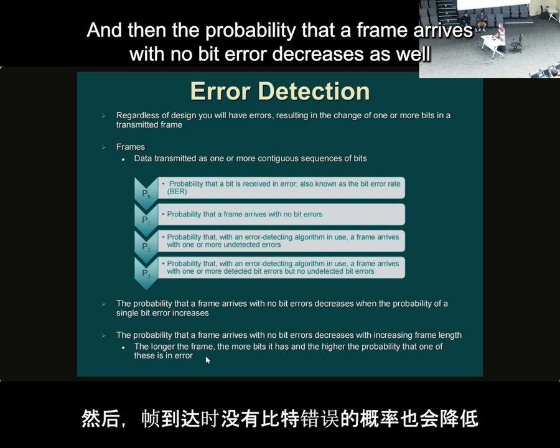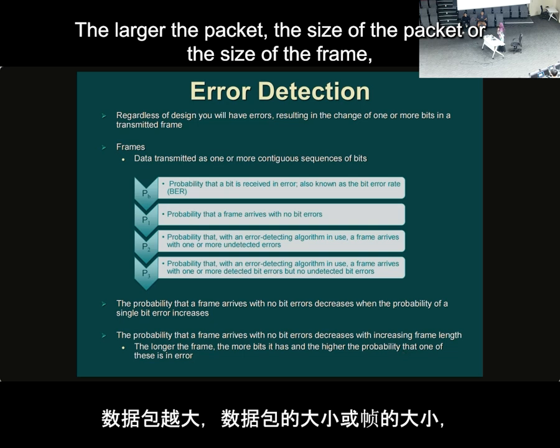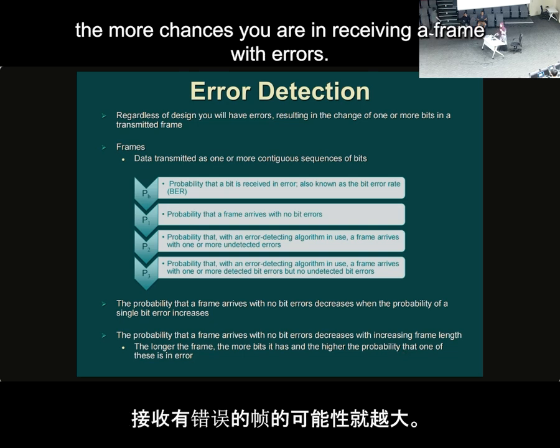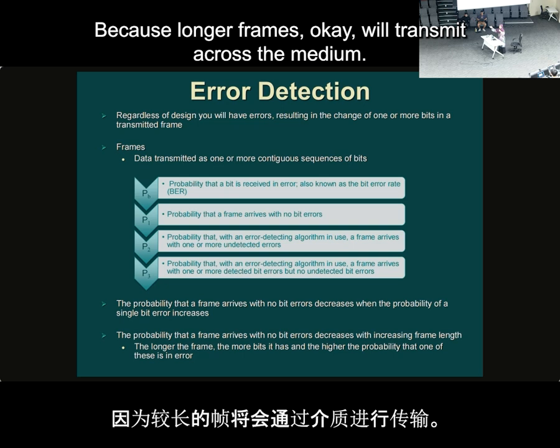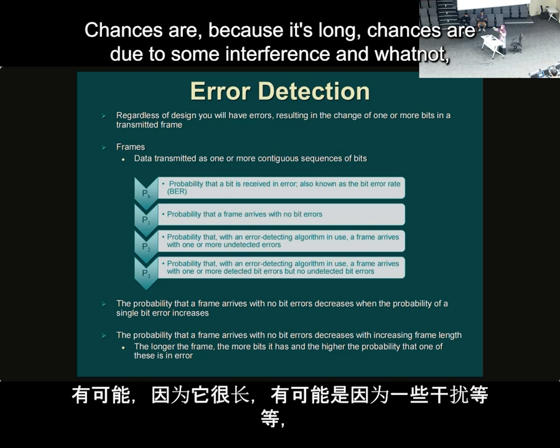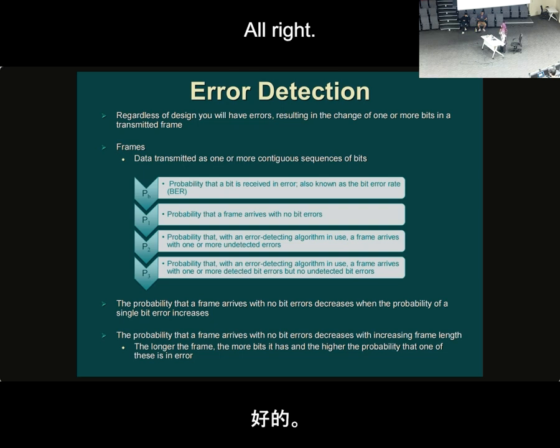And then the probability that a frame arrives with no bit error decreases as well with the increasing frame length. The larger the size of the packet or the frame, the more chances you have of receiving a frame with errors. Because longer frames are transmitted across the medium, chances are, due to interference and whatnot, you may have a higher probability of getting errors in the frames.